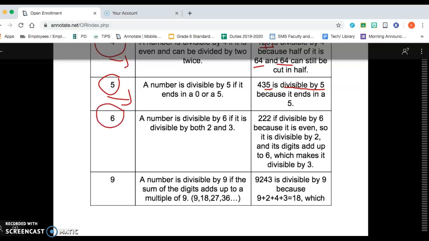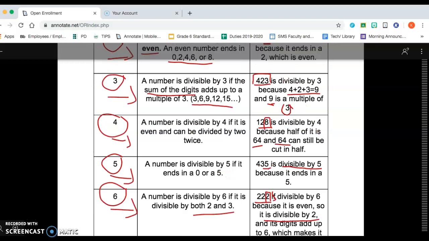So number 6, a number is divisible by 6 if it is divisible by both 2 and 3. So basically you're taking the rules for 2 and 3, and you need to check to see if it's divisible by 2 and 3, and if it is, that means it's also divisible by 6. So 222 is divisible by 6 because it is even. So remember, it's even, that means it's divisible by 2. Now we need to check to see if it's divisible by 3. So remember the rule for 3, I'm going to scroll back up. The rule for 3 is you add up the digits and see if they're a multiple of 3.